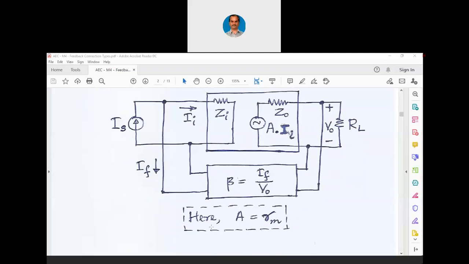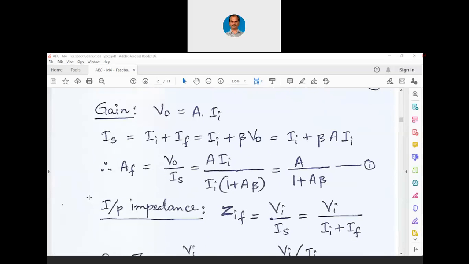As I have told you, here A equals Rm, which simply means R is resistance, m is mutual. Just like we had that symbol called gm, where g was conductance and m was mutual, and we called it transconductance. So we can call this Rm transresistance. Now using this particular diagram, let us derive the three equations.